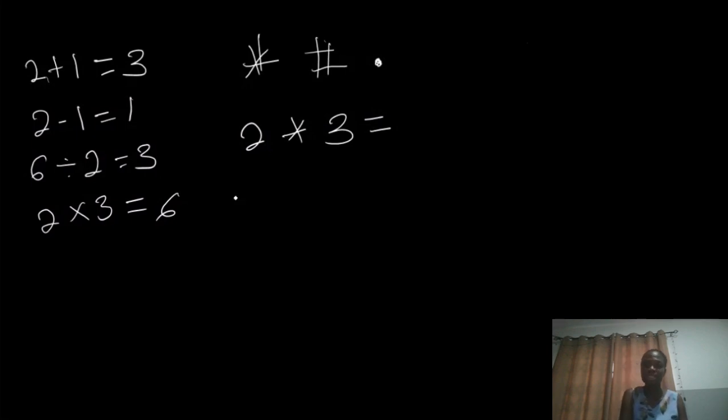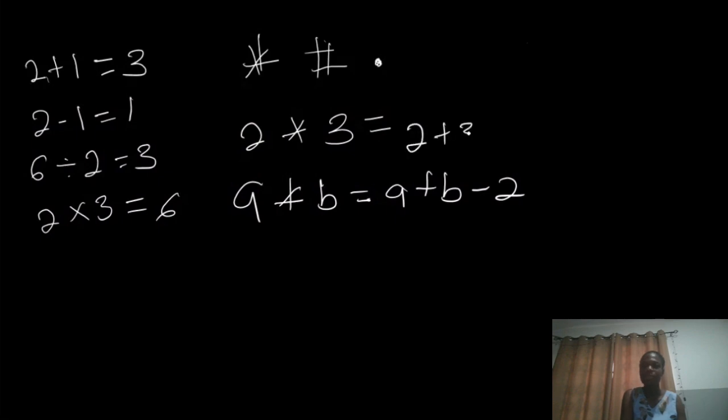So for this one, they can say that maybe A star B is equal to A plus B minus 2. So wherever you see A, you put 2, wherever you see B, you put 3. So here you end up getting 2 plus 3 minus 2, which is equal to 3. So we are following the rule they've given us for this operation.